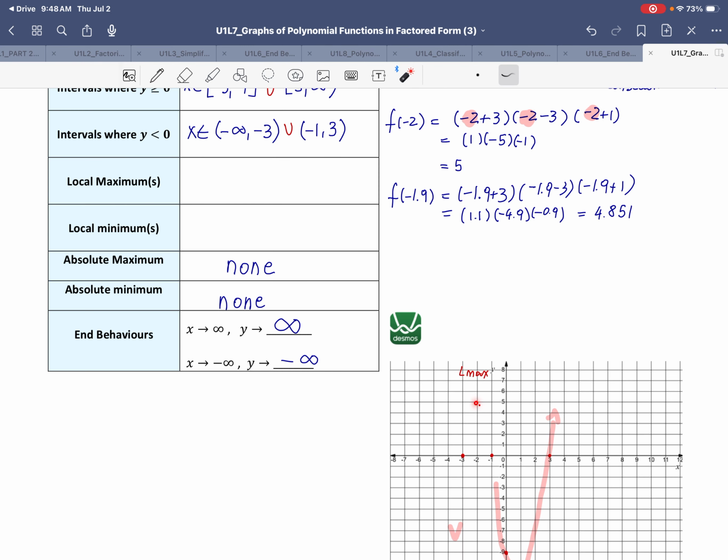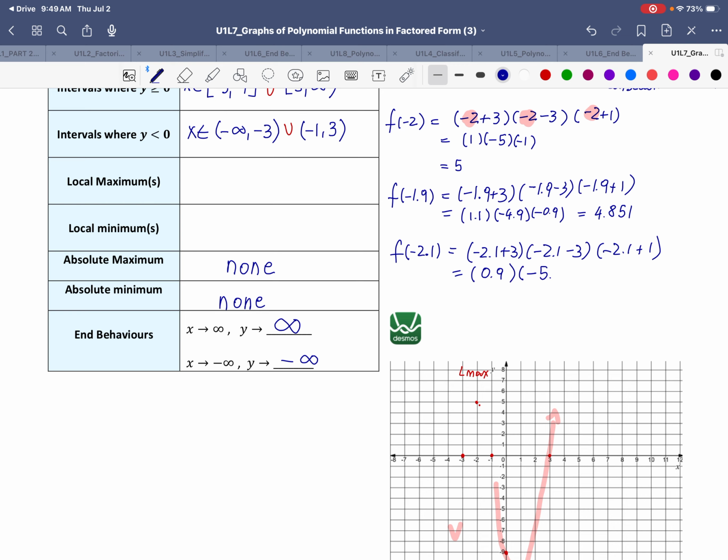So what that means is that this point in the middle is higher, which means that if there is any higher point, we have to look for it on the left side of -2. So I'm going to try to find f of -2.1. So again, -2.1 plus 3, -2.1 minus 3, and -2.1 plus 1. So this would be 0.9, -5.1, and lastly we have -1.1. Let's see what we get here. So 0.9 multiplying -5.1 and multiplying -1.1. So that is equal to 5.049.